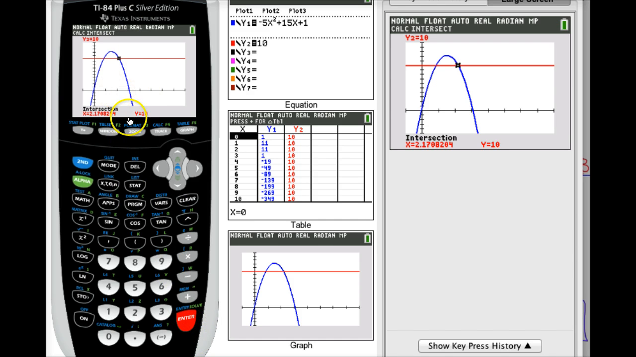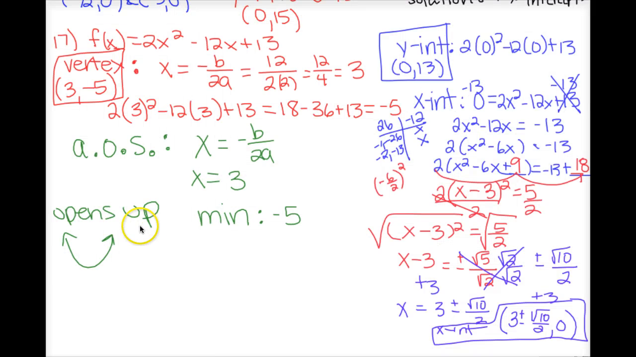So it says 2.17 there. When I look at that, it said to round to the nearest tenth. So that means on this one, for number 20, one of the values is going to be after 2.2 seconds, because it's rounded to the nearest tenth. That's what that intersection point gives me.